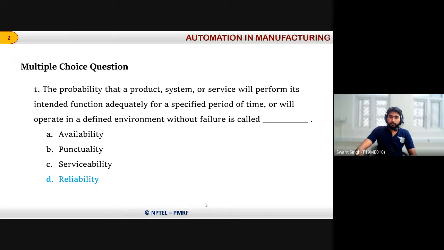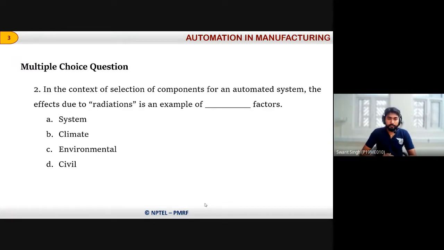Okay, moving towards the next question. The second question is on your screen. It is again from the course slide, directly, nothing has been changed. I've just taken it from there. It is in the context of the selection of components for an automated system. The effects due to radiation are an example of which factor?